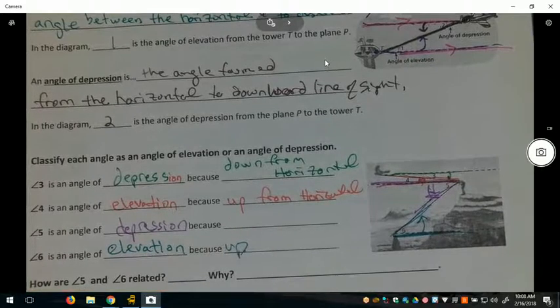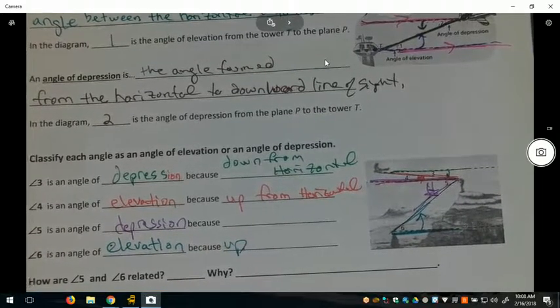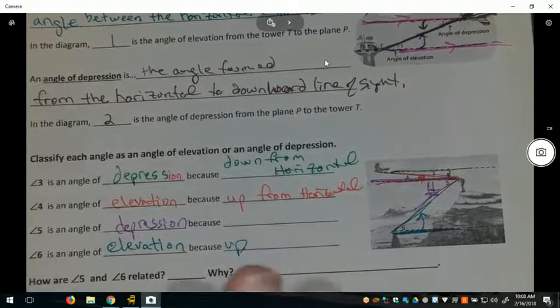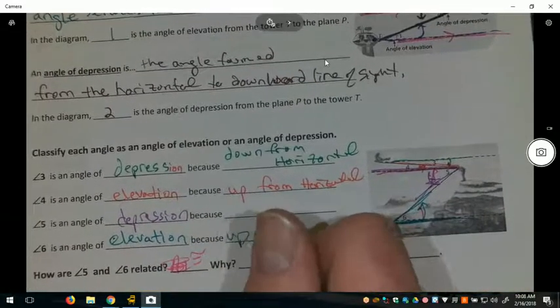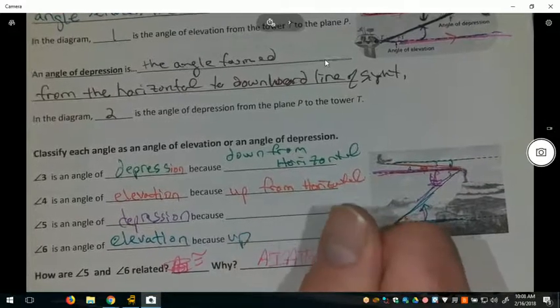Angles 5 and 6, they ask how are they related? Well, you may have already said it before. Angles 5 and 6 are alternate interior angles. So that means, if those horizontal lines are parallel, then the angles are congruent by the alternate interior angle theorem.